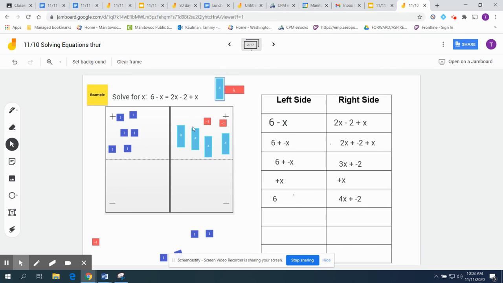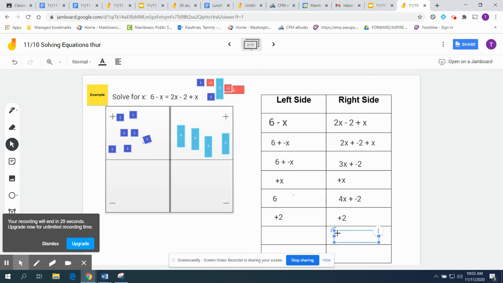Now I have to add balanced sets to get rid of those negative 2s. So I'm going to add 2 to this side, and I'm going to add 2 to this side. I show that by adding 2 and adding 2, because they're just unit tiles. And that makes 2 0 pairs here, so I'm going to get rid of those. And that was the whole point of doing it. So now on the right side, I have 4 x's, and on the left side, I have 8.